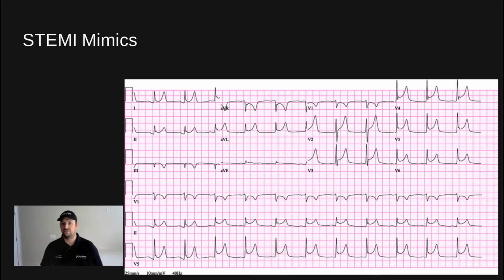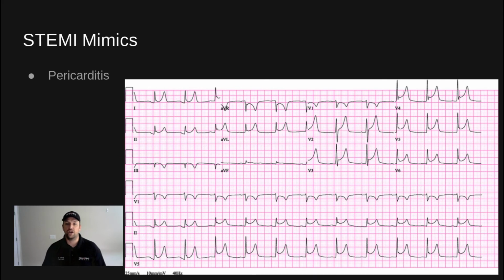And then the lateral leads V5, V6, 1, and aVL. Definitely elevation in V5, V6, 1, and aVL. So when you have this global ST elevation, this is not an MI. What this is, likely, is pericarditis.